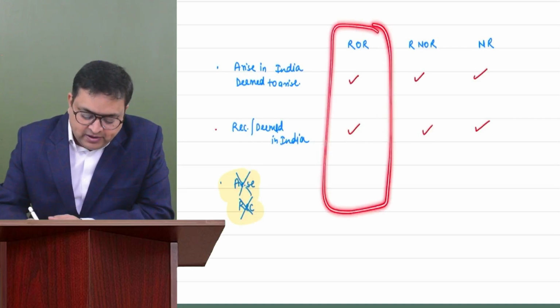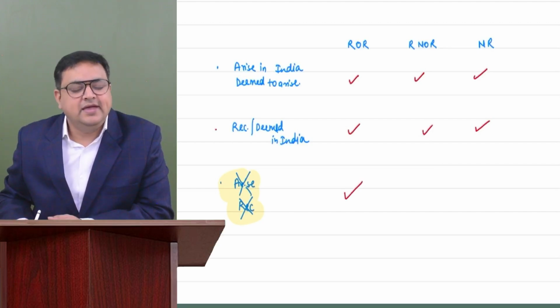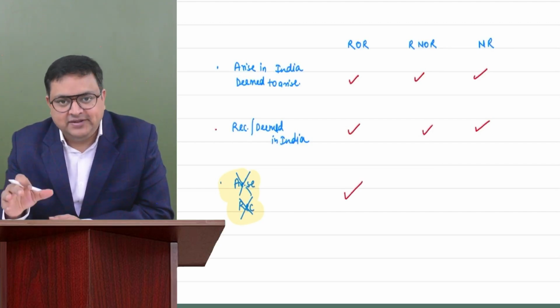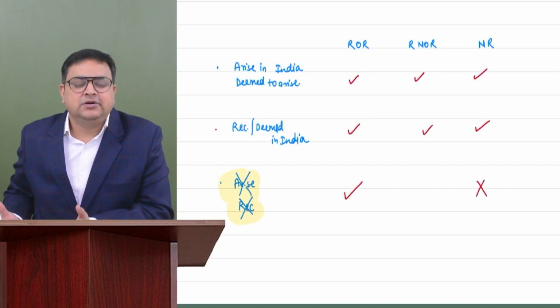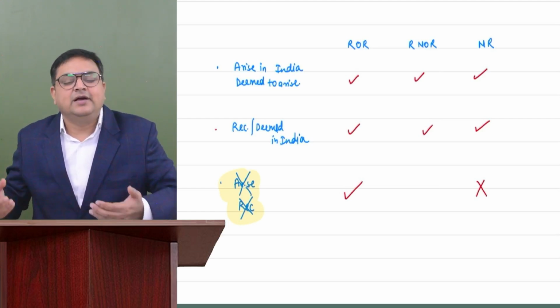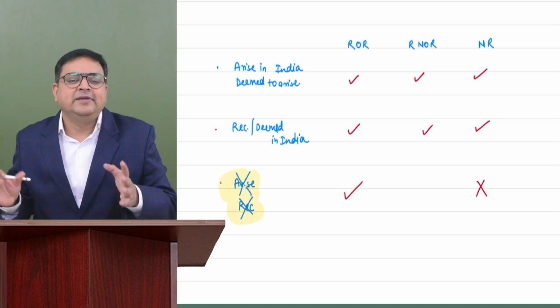For an ordinary resident, global income is taxable. We all know he has to pay tax. Please make it taxable there. For non-resident, he will say, why will I pay tax? Because this income is not arising in India, nor received in India, and I am a non-resident. For non-resident, please don't take tax from him.